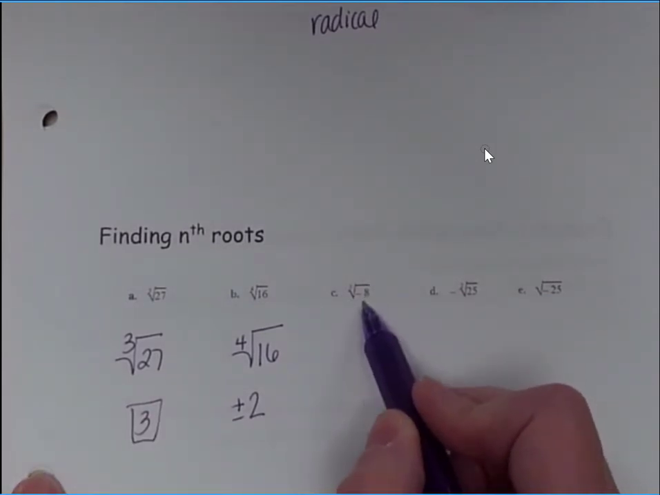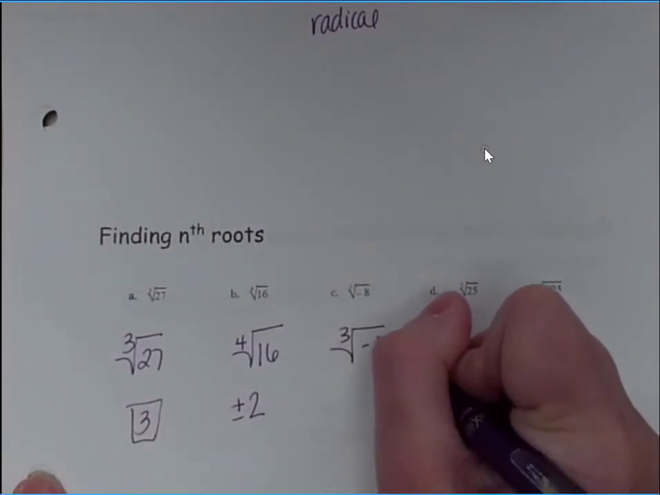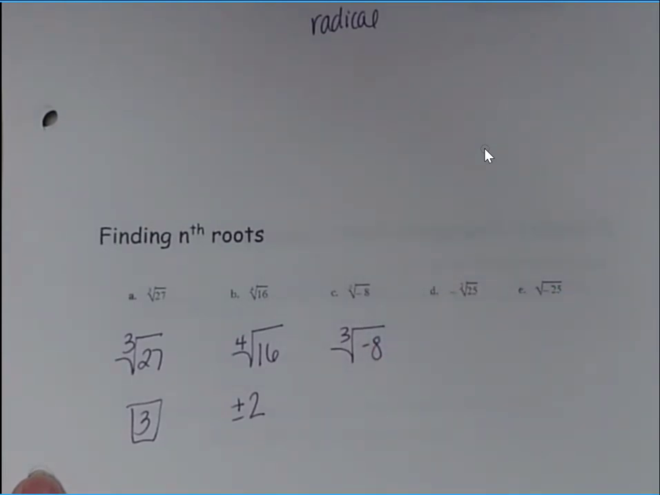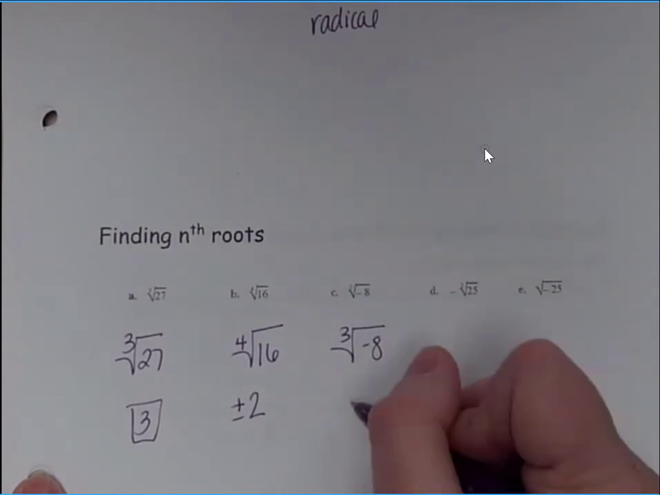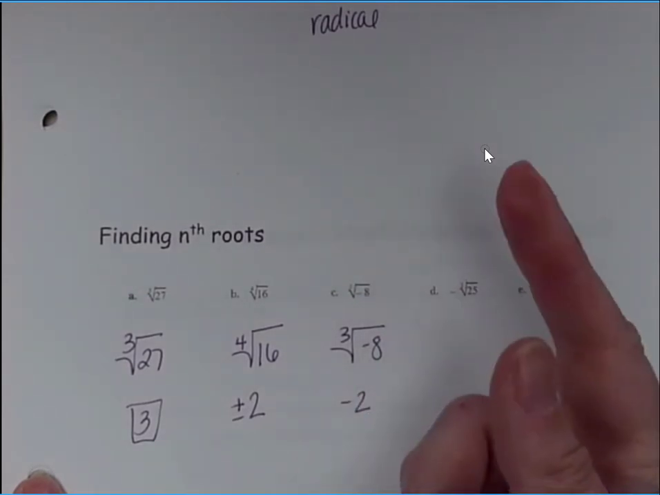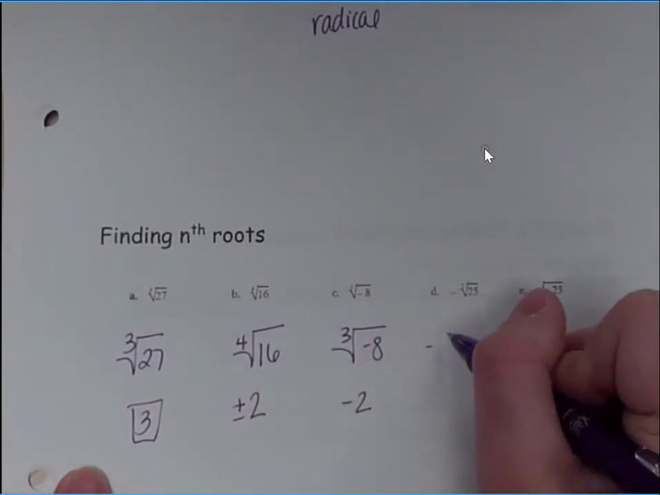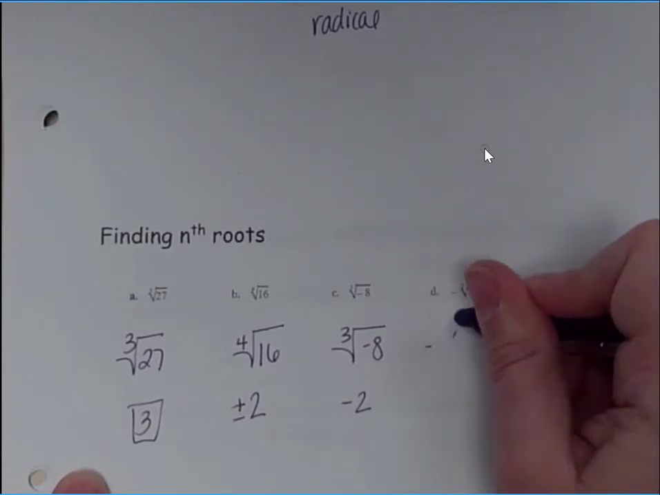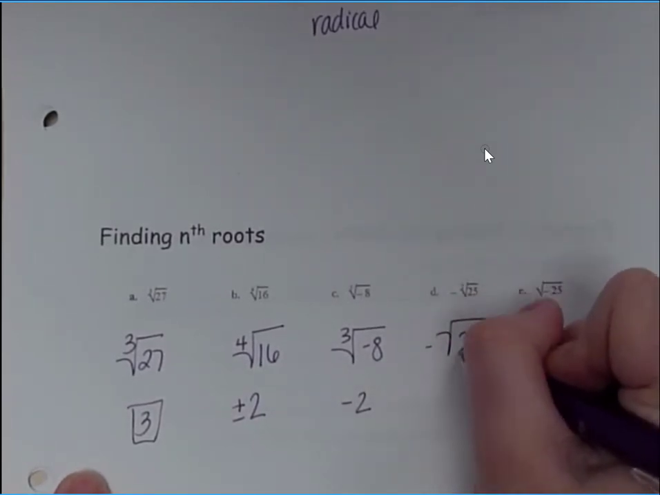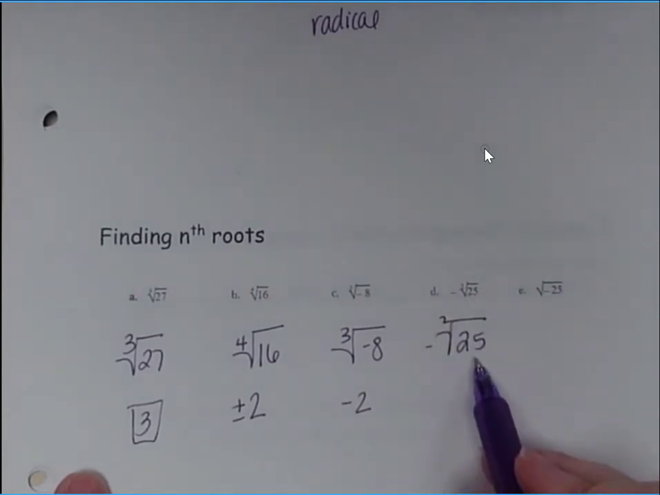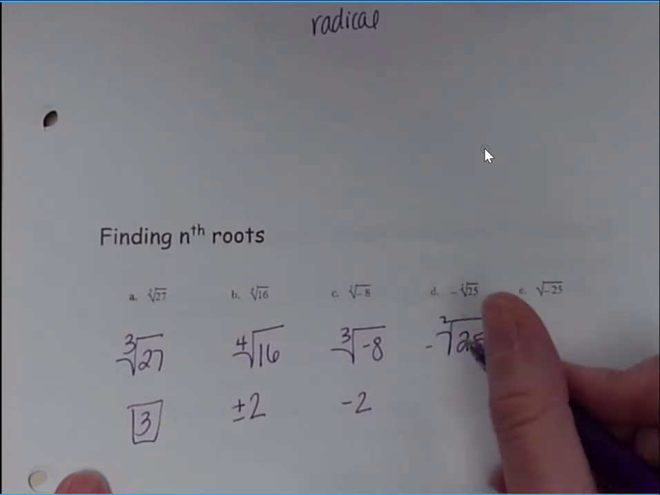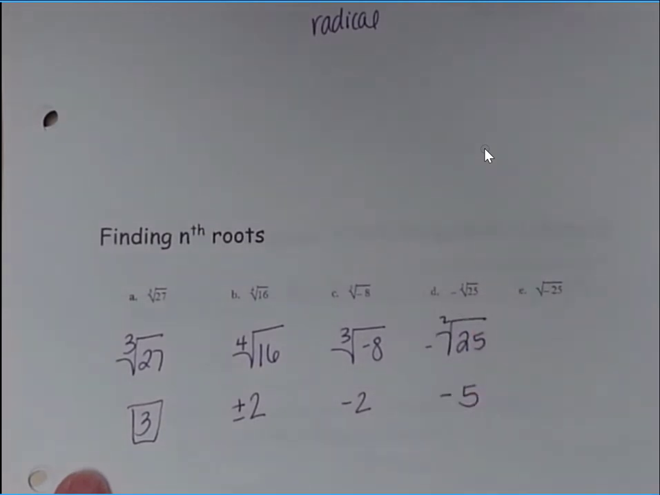Now, if I look here at the cubed root of negative 8, what number multiplied by itself 3 times is negative 8? Well, that is negative 2. Negative 2 times negative 2 times negative 2. I have an odd number of negatives, so my answer is negative. Now I can think of this as the opposite of the square root of 25. The square root of 25 is 5, and the opposite of that is negative 5.